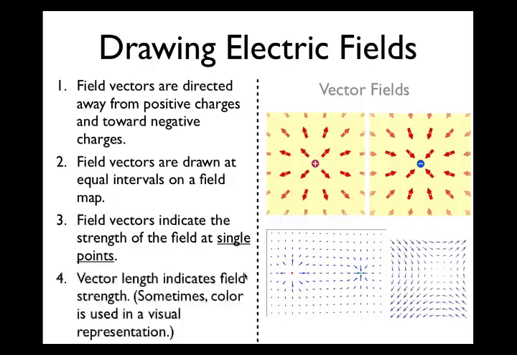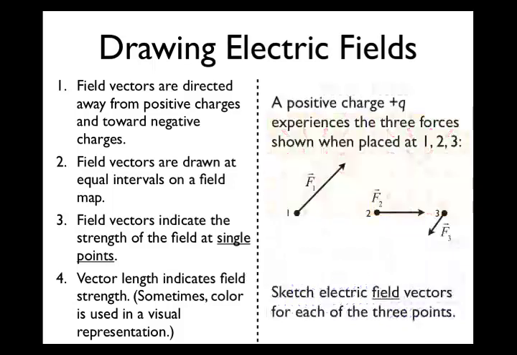And so sometimes color is used in a visual representation, sometimes vector length. Obviously, if you are hand drawing a vector field diagram, you are more likely to do the length of the arrow because it can be difficult to draw different color strength or different colors of arrows in a diagram like that, but either can actually be used.